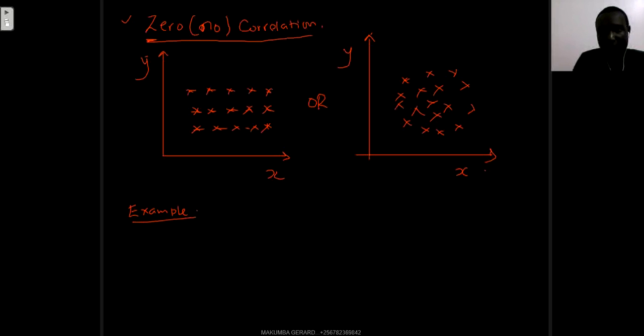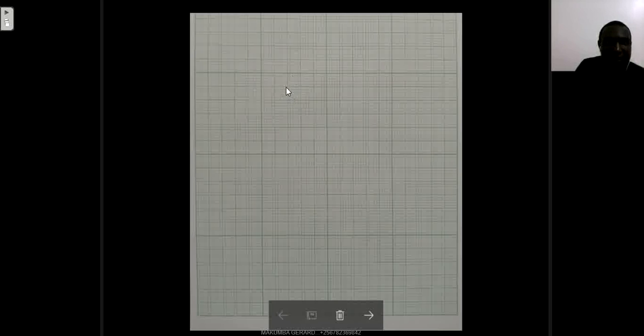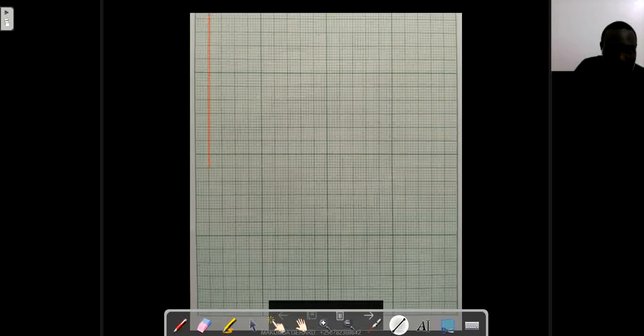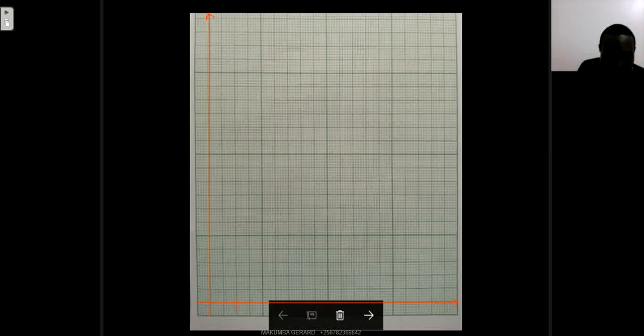Next we have to look at an example. What are we going to do? Our question says to draw a scatter diagram. So there we have our graph paper. We are going to draw the axes: that is the y-axis, and I'm going to draw the x-axis. We have to demarcate our graph. I'm going to take a scale of 2, so I make a demarcation every 2 centimeters: my 0, 2, 4, 6, 8, 10, 12, 14, 16, 18.